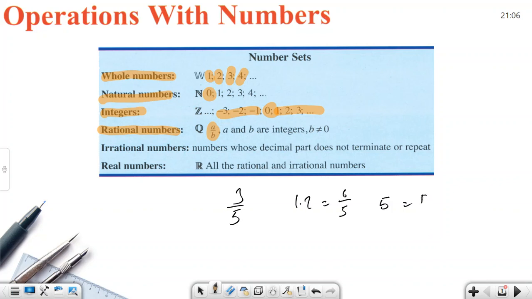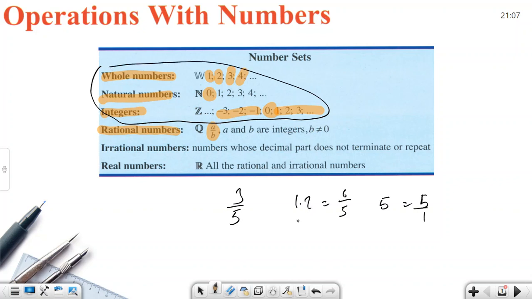Let's write it correctly: 5 over 1. So 5 is a rational number too. All these numbers are rational. Near them we have fractions. All fractions are rational numbers, and decimals too, but there is some problem with the decimals. Why?